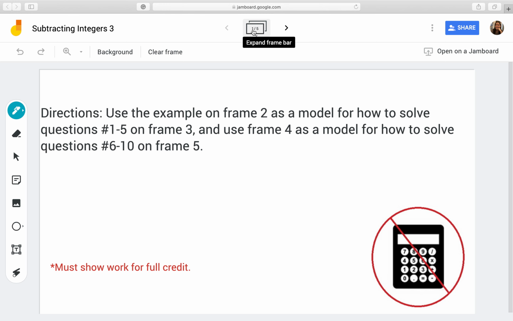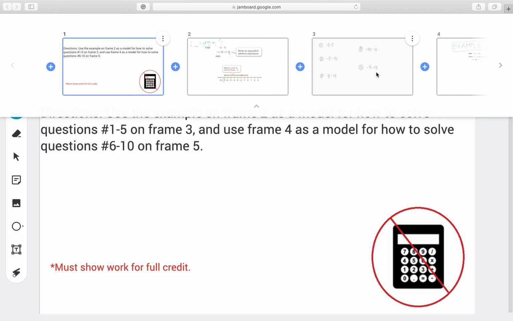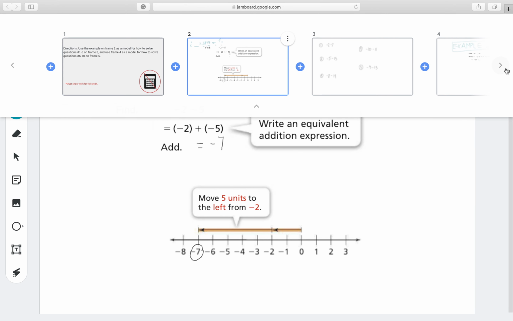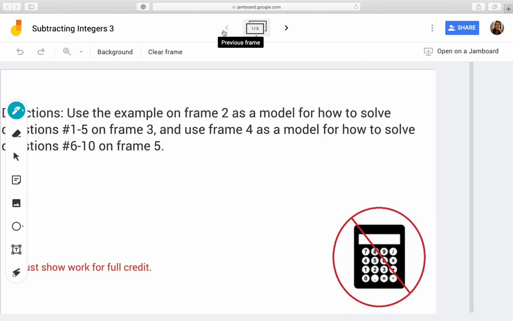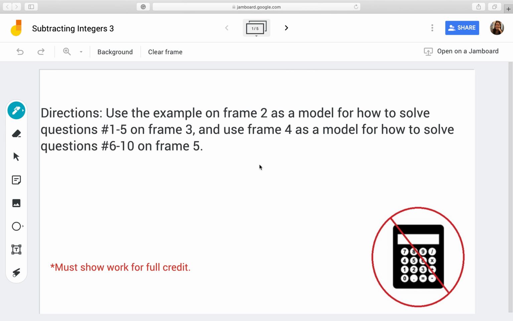For example, in Google Slides they would be called slides, and in Google Docs they would be called pages. In Jamboard, they're called frames. And if you click on this right here, it'll expand all the frames for you. You have 5 here. Okay, there's 5 frames. Frame 1 is just the directions.